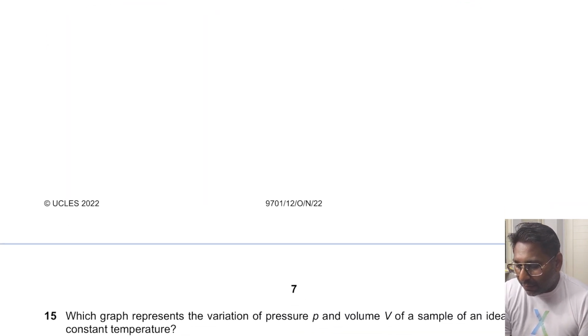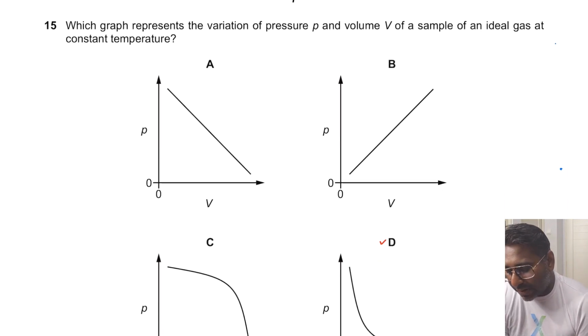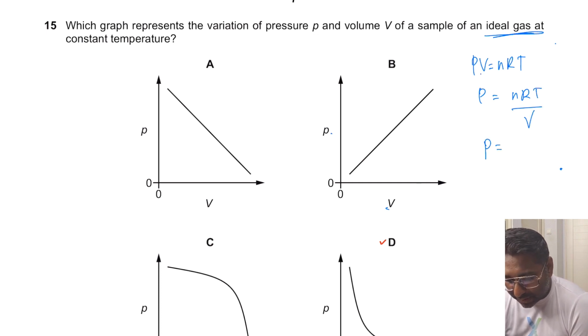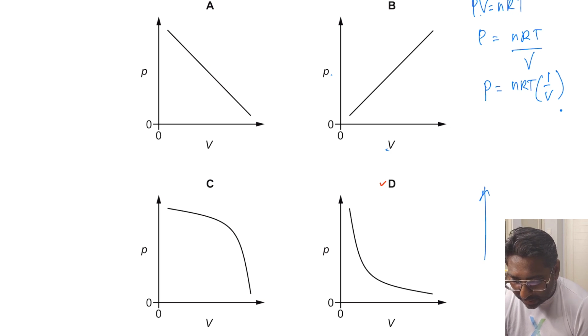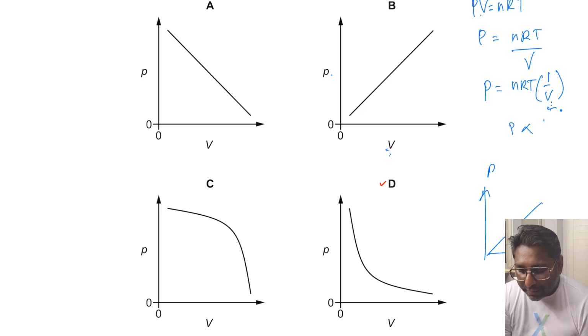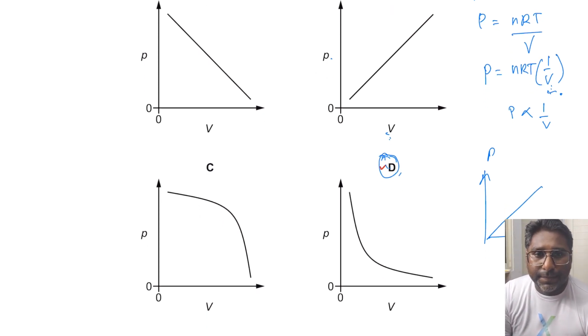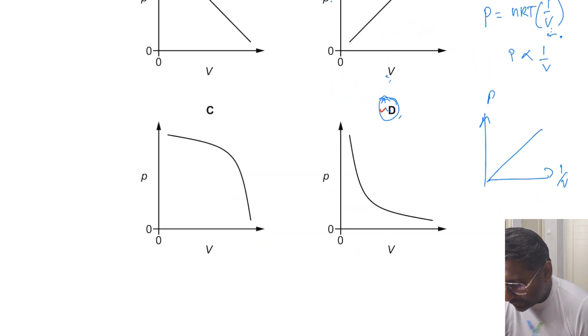Next question, which one represents the variation of pressure and volume of an ideal gas? Whenever they ask you about this, just remember the formula PV equals nRT, and since they are referring to P and V, you just put P equals nRT divided by V. So the graph of P against 1 over V will be a straight line like this. But in this case, P is directly proportional to 1 over V, so this is a reciprocal graph, so the graph should be this one. So this should be the answer, D.